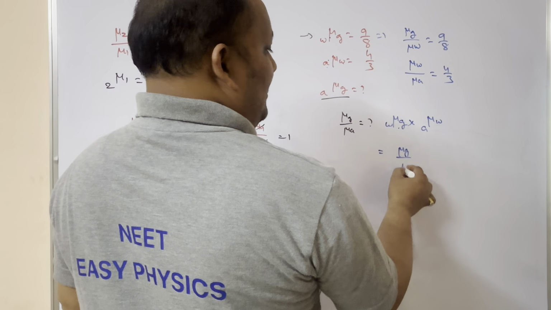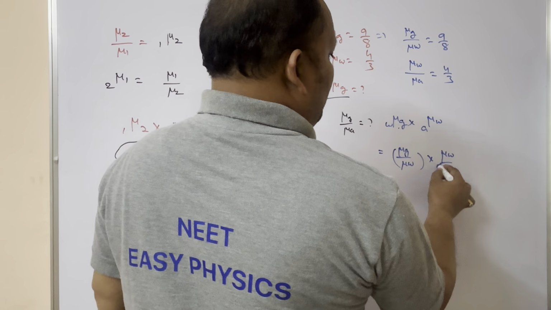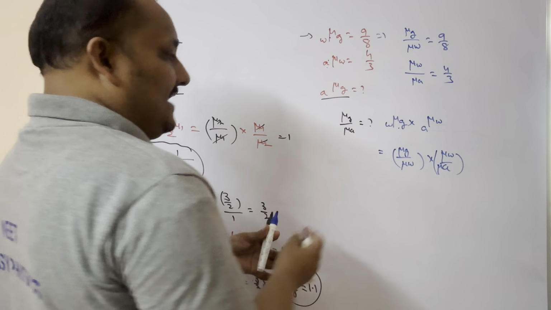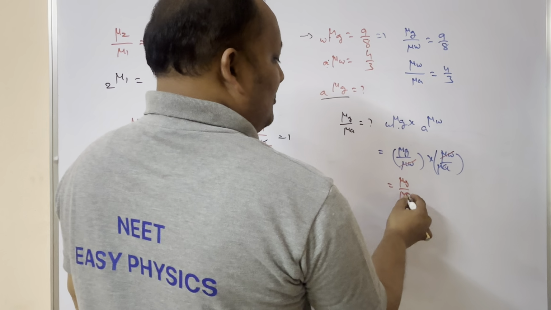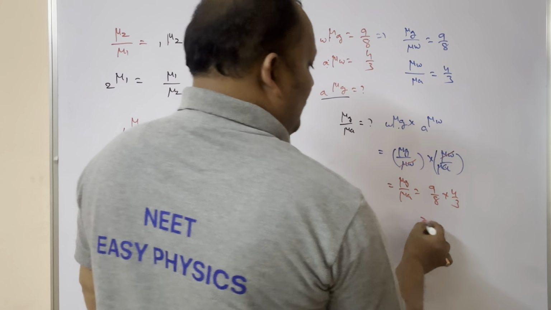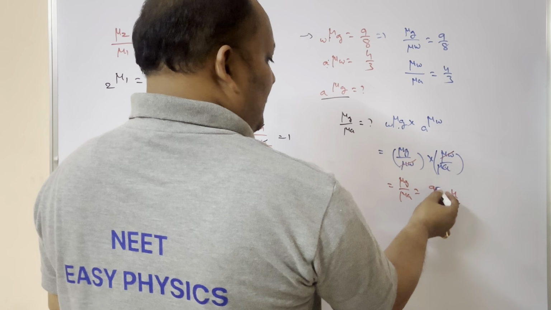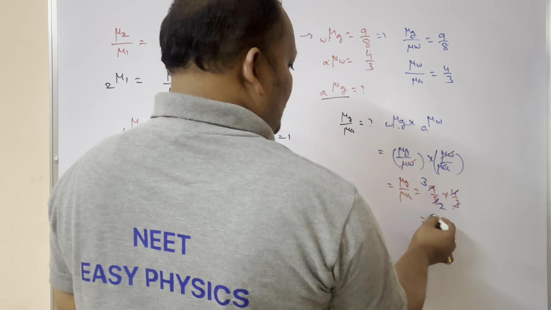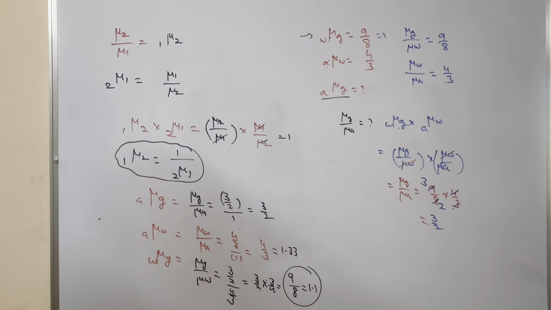So, if you multiply, what are you going to get here? You can write mu g by mu w into mu w by mu a. What will be cancelled? Mu w, mu w. So mu g by mu a is 9 by 8 into 4 by 3. If you cancel, you get 3 by 2. So like that, we can do some problems on this very easily just by applying Snell's law.